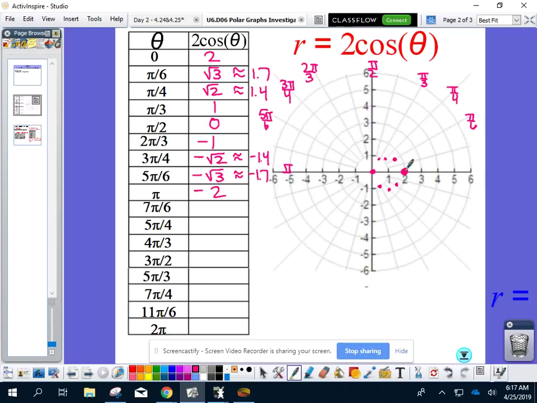This is how we know when to stop. And we can connect that graph, and there is a not so beautiful, but picture or equation of a circle. You'll continue this process for that front page of your packet, graphing the other three equations at the top.